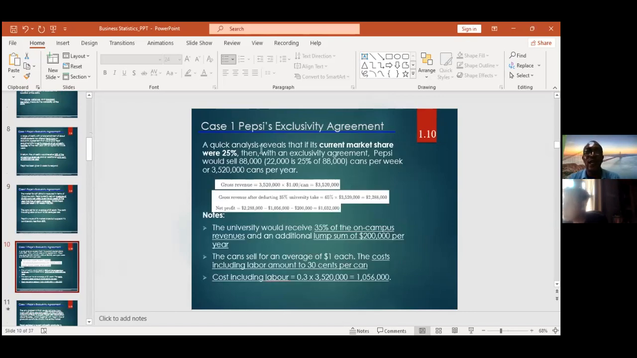All right, so a quick analysis, that is, Pepsi is trying to do some analysis now. A quick analysis revealed that if Pepsi's current market share were 25%, then with an exclusive agreement, Pepsi will sell 88,000. We've already done the calculation in the previous slide. That is, 22,000 is equivalent to 25% of 88,000. So if you convert 25% of 88,000, you get 22,000 cans per week.